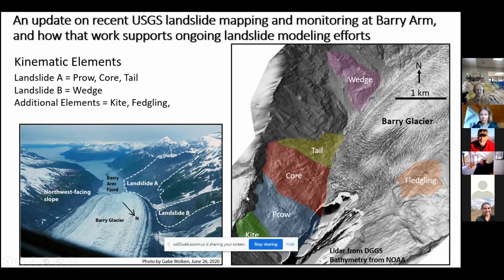On the right-hand side here, you see the different kinematic elements that I've defined at Barry Arm. Most of you are probably familiar with seeing landslide A and landslide B. For the purposes of this talk, landslide A I've divided into elements that I call the prow, the core, and the tail. And landslide B is the wedge. These are just descriptive terms, and I find it easier to talk about names like this rather than A, B, and 1 and 2, and that kind of nomenclature.